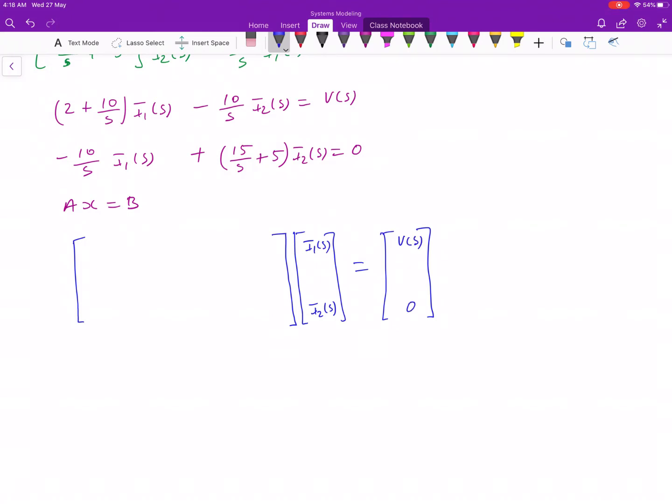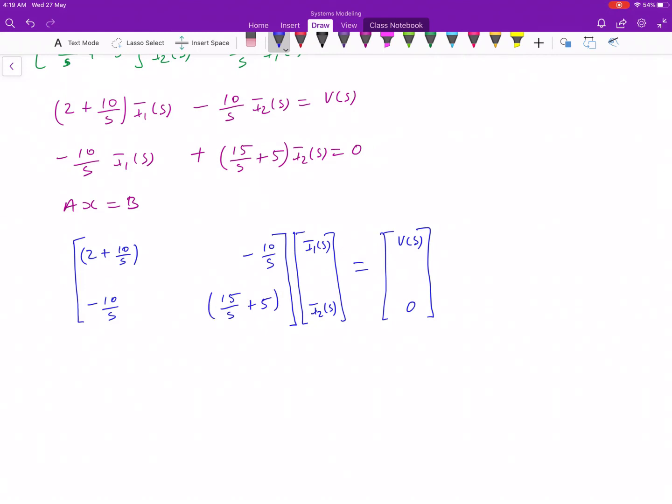and it's equal to V of S and 0. And in the first line we have 2 plus 10 over S. Second one we have minus 10 over S, and we have also here minus 10 over S, and we have 15 over S plus 5.